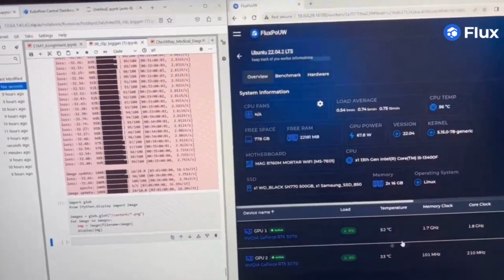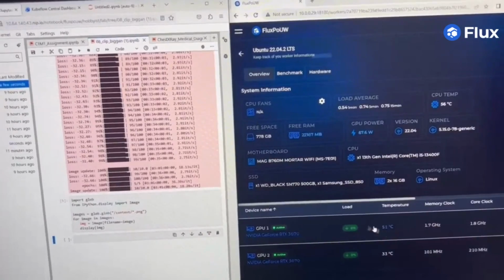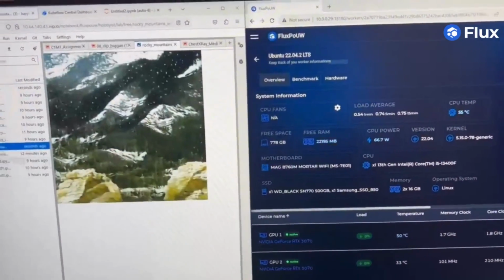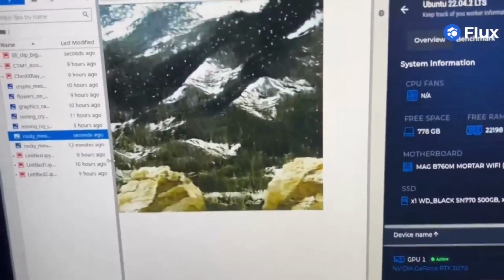So right here, notice now the GPU is nicely cooling down because we're done. We're at 10 out of 10. And if we go look at the mountain, kind of curious as well. There you go. Rocky Mountains.